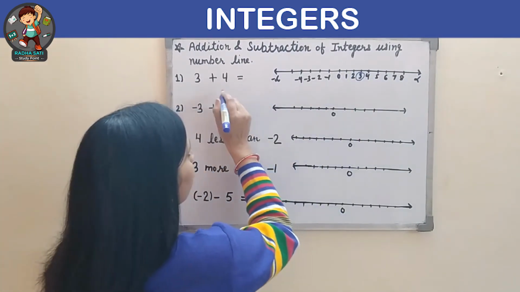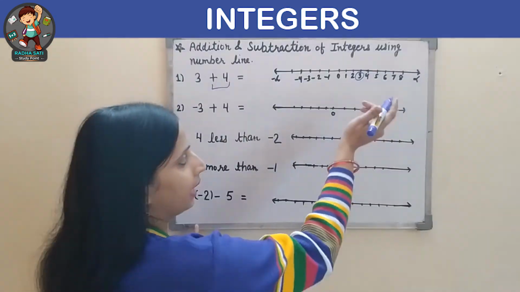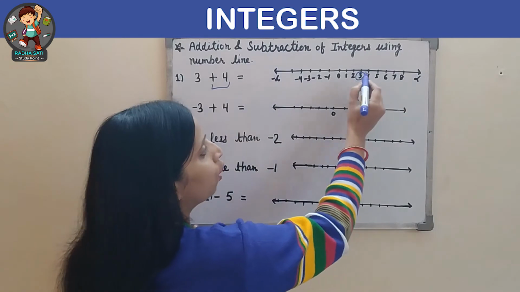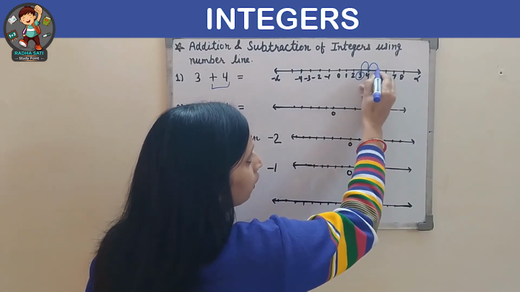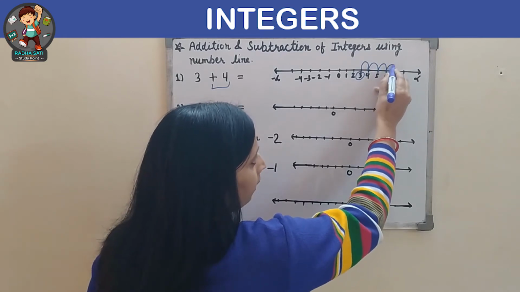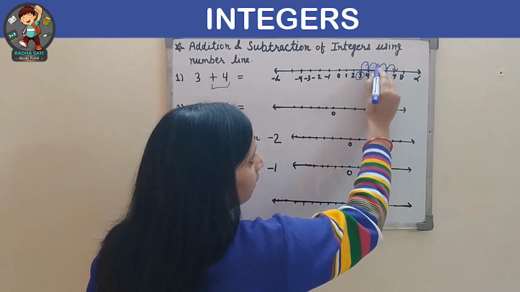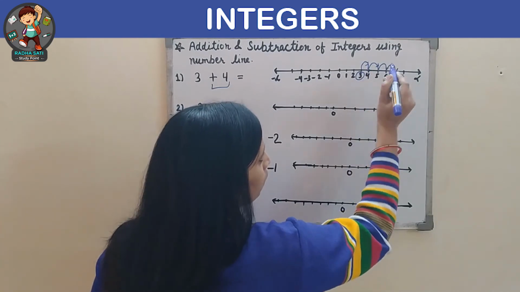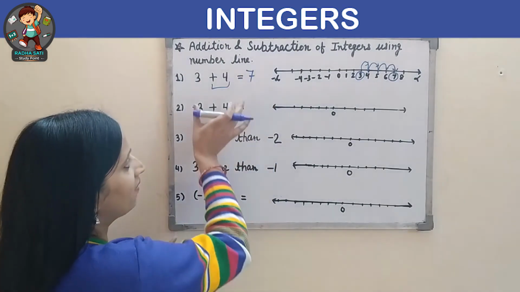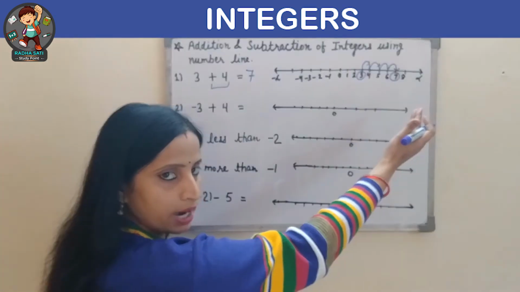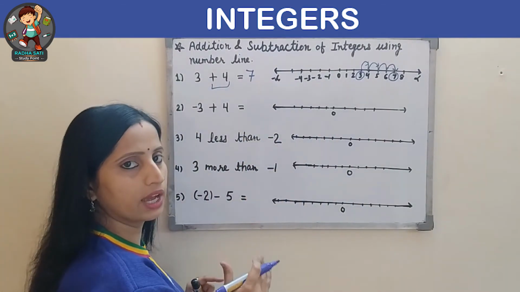Now we have to add, and whenever we have to add, we will shift rightwards on the number line. And we have to add 4. So 4 jumps to the right side of 3: 1, 2, 3 and 4. And finally we will reach at 7. So our answer will be 3 plus 4 equals 7. So whenever we have to add, we will shift rightwards. Whenever we have to subtract, we will shift leftwards on the number line.